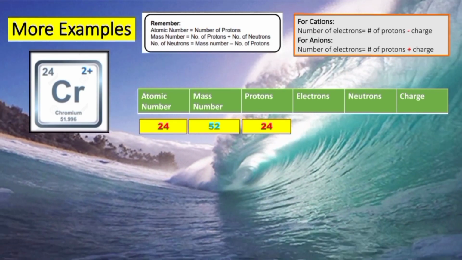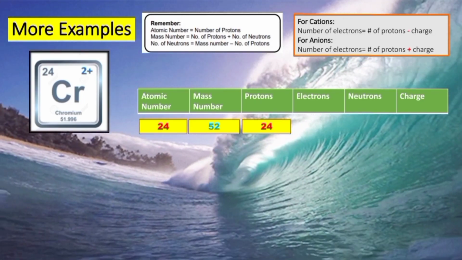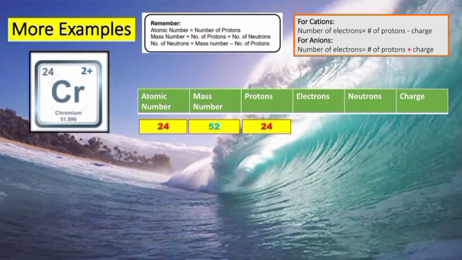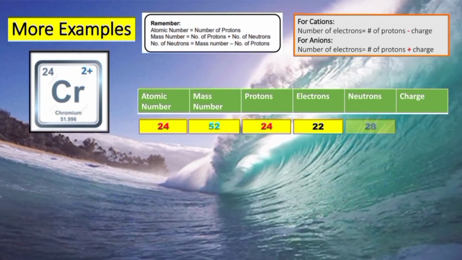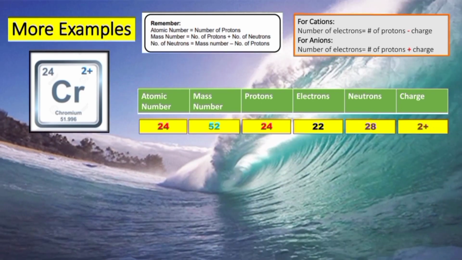Then yung electrons, anong gagawin natin? That's positive 2, diba? So protons, yung positive dyan, gagawin mong minus sign. So 24 minus, ilan yung ima-minus mo? Ilan ba yung charge dyan? Or ano yung value dyan? 2, diba? So yun yung ima-minus mo. 24 minus 2 will give you 22. Then, para masolve ang neutrons, mass number minus protons. 52 minus 24 will give you 28. And of course, charge is given.